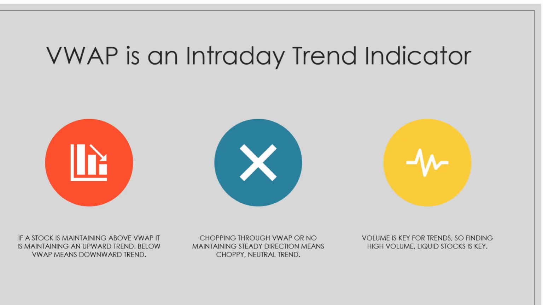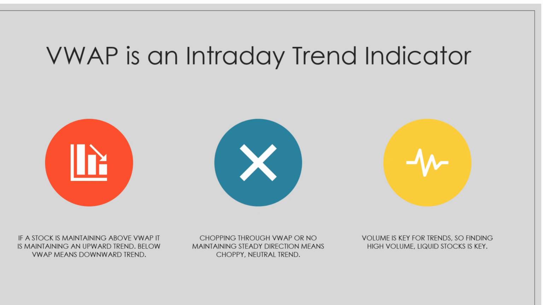Like this says, if a stock's maintaining above it, for instance, it's maintaining an upward trend. Below it means it's maintaining a downward trend for the most part. And if it's chopping through the VWAP or it's not maintaining a steady direction or respecting it, it just means it's a choppy neutral trend. It doesn't necessarily mean there's lower volume, because sometimes stocks can go back and forth with decent volume. But if a stock is not respecting the VWAP and it's just chopping back and forth up and down over it, it's just maintaining a neutral trend.